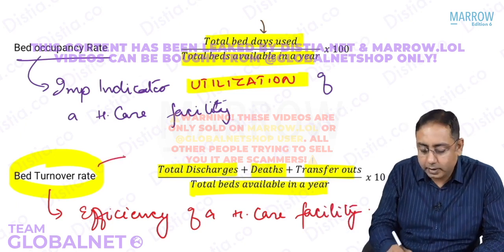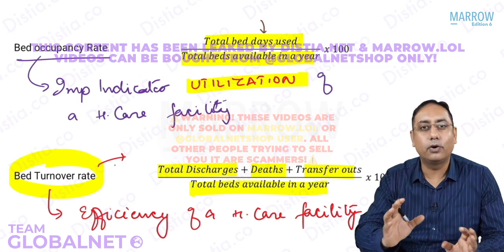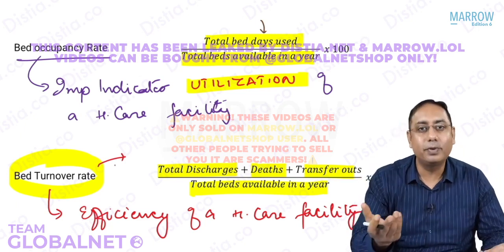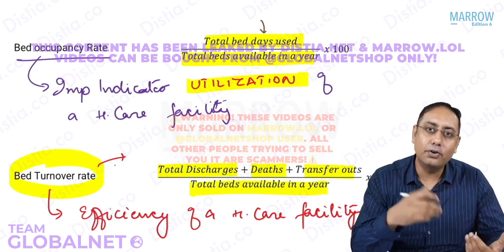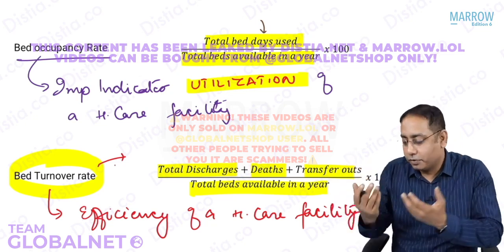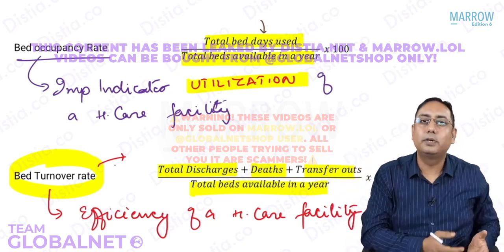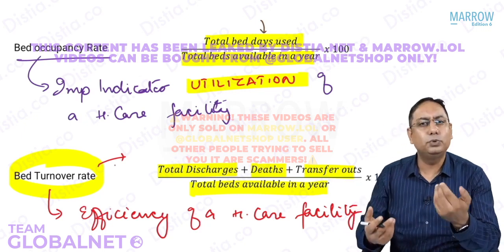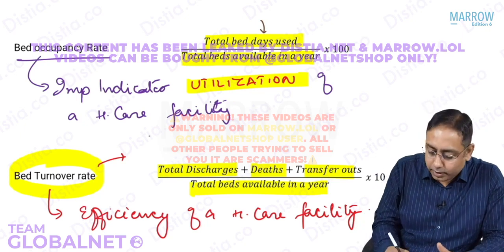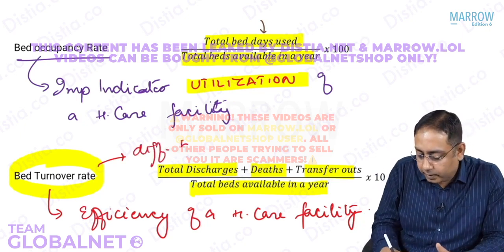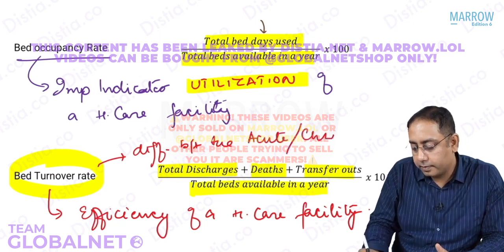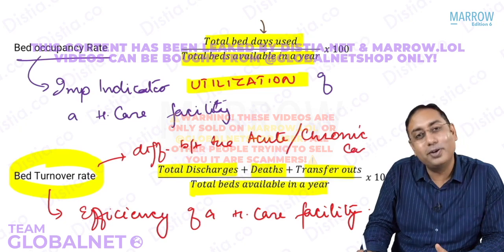So usually the bed turnover rates will also tell you whether the hospital is catering to acute conditions or chronic conditions. The bed turnover rate for chronic conditions will be high or low? It will be low. For acute conditions, the bed turnover rate will be very high. So for emergency hospitals, trauma hospitals, for the ICU beds, usually the bed turnover rate is pretty high. So that's how it is. So it also differentiates between acute or chronic care. This could be your next MCQ.